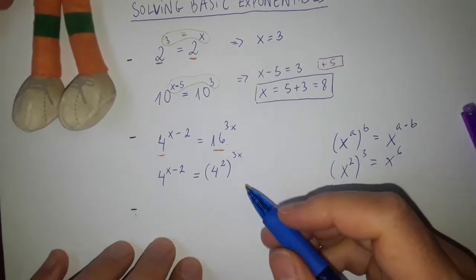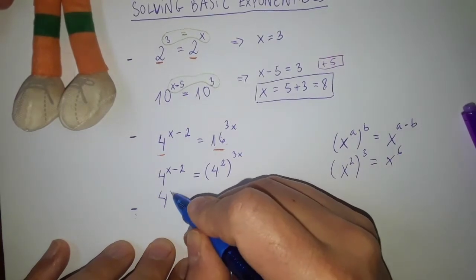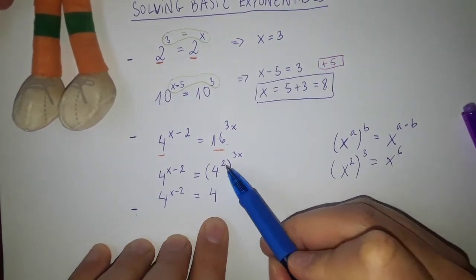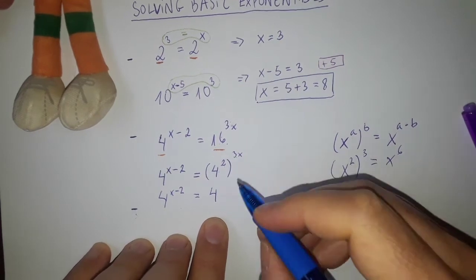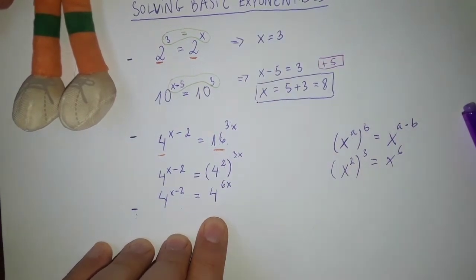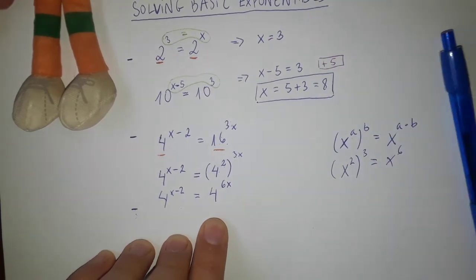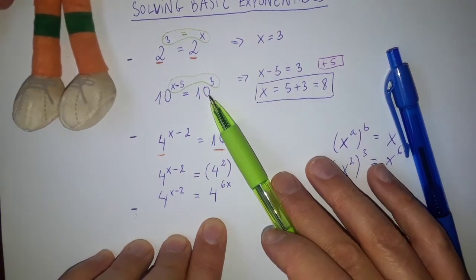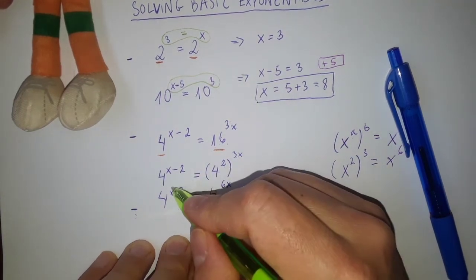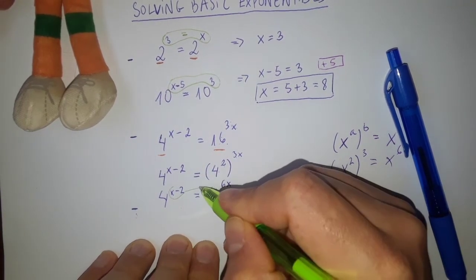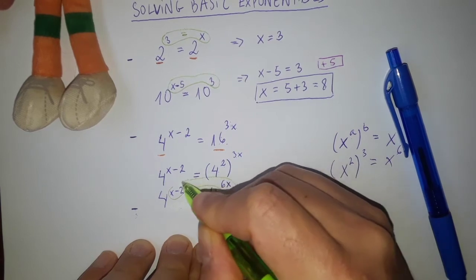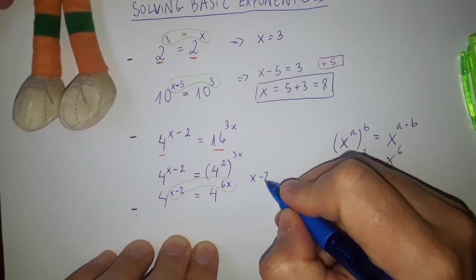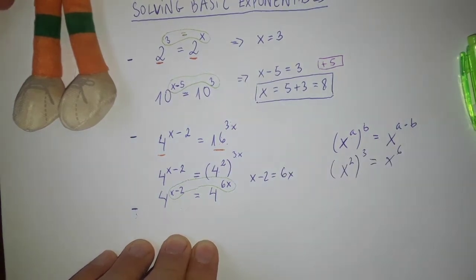Right now, what we're doing here is 4^(x-2) equals 4, and then 2 times 3x, a power to a power, we multiply exponents, so it's 6x, okay? And now we're in the same position as we were here. What we have to do is just make the exponents equal. So what we're doing is x minus 2 equals 6x, right?